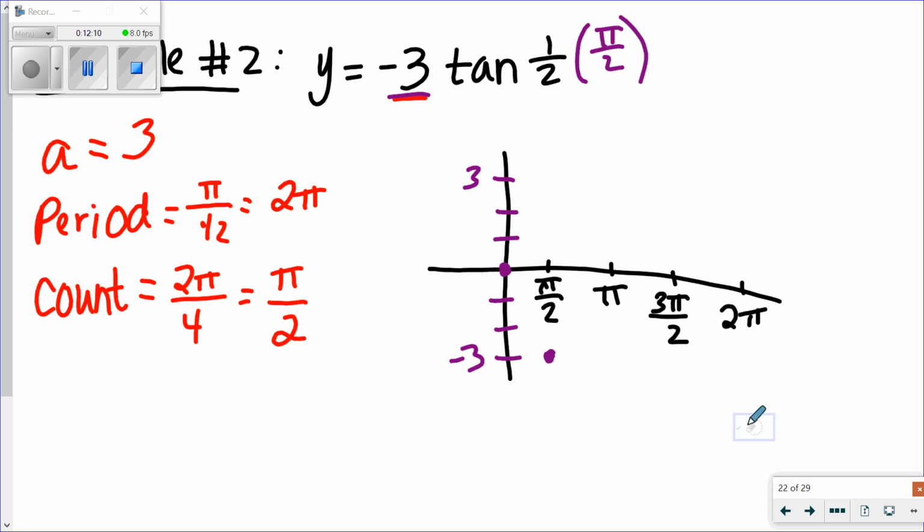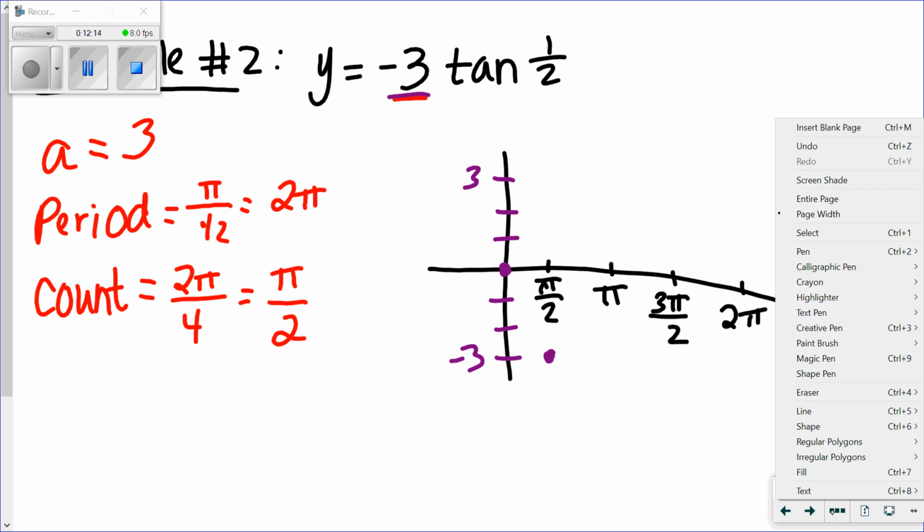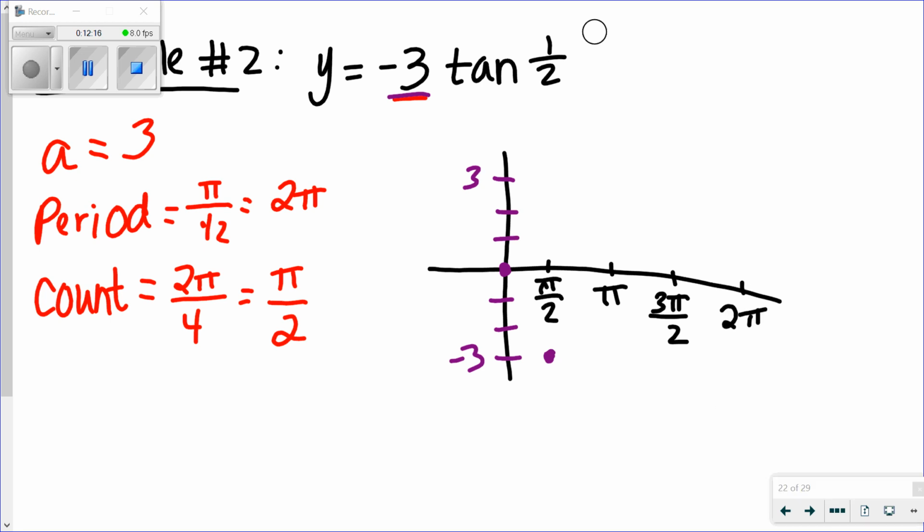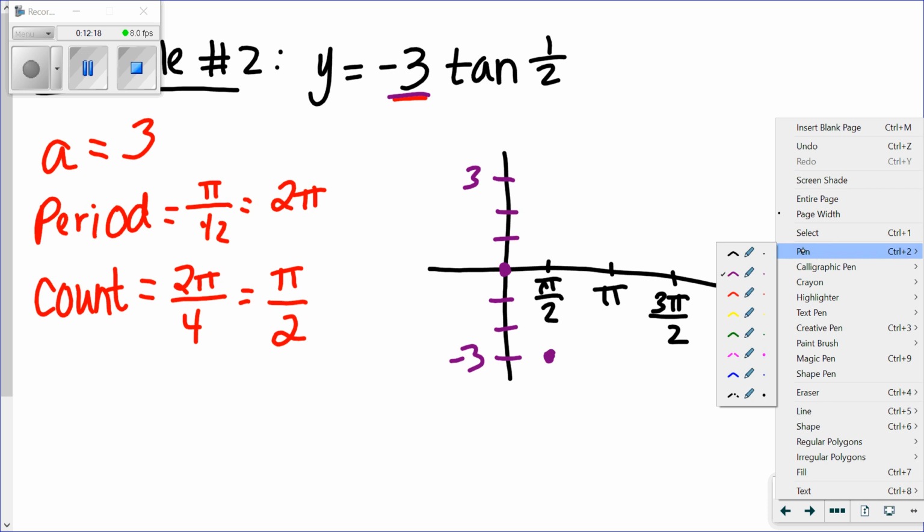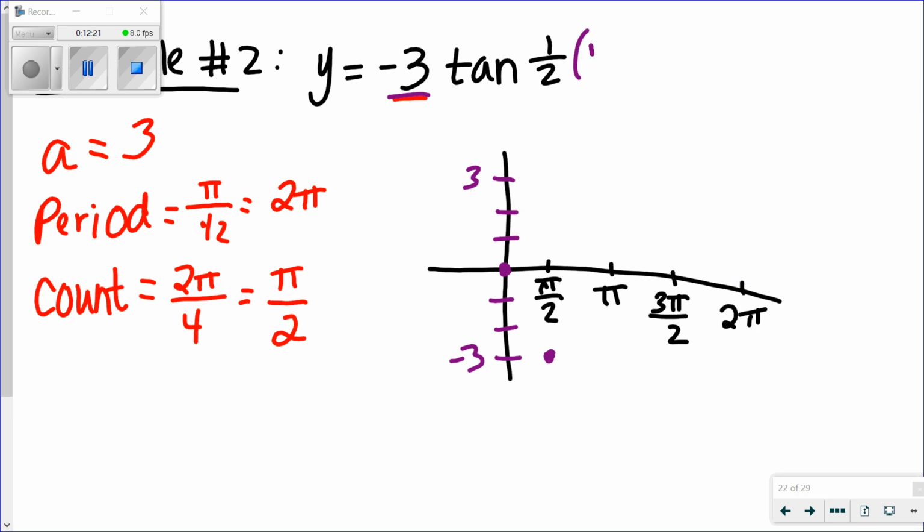If we plug in pi is the next thing we need to plug in. If we plug in pi, we've got the tangent at pi over 2. The tangent at pi over 2 is undefined, which means we need to draw our vertical asymptote.